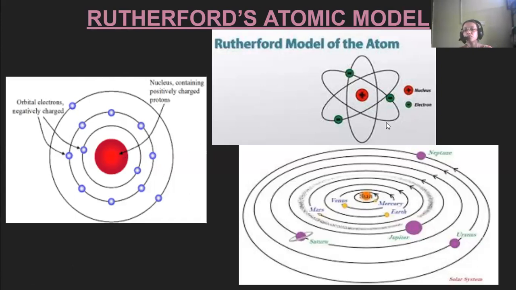And this is compared to the solar system. Sun is in the middle, in the center, and the planets revolve around the sun. Like this, a nucleus is at the center and the electrons revolve around the nucleus like the planets.